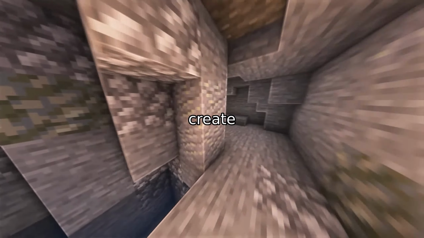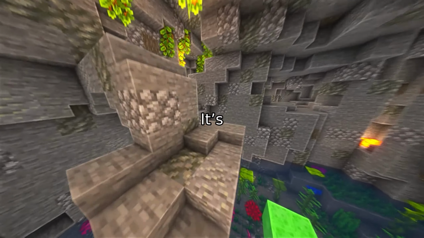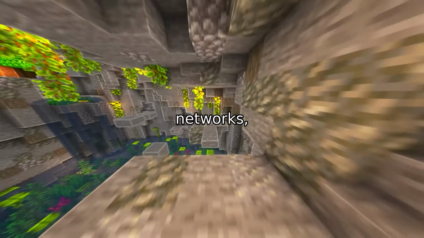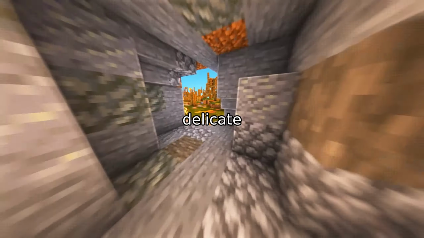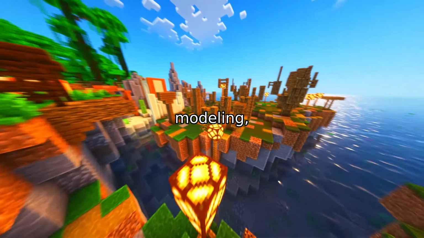Ever wondered how doctors create hyper-accurate 3D models of blood vessels that capture every microscopic detail? It's not just about drawing lines. It's about reconstructing the complex geometry of vascular networks, from the aorta's smooth curves to capillaries' delicate branching. Today, we're diving into a revolutionary approach that's redefining vascular modeling.